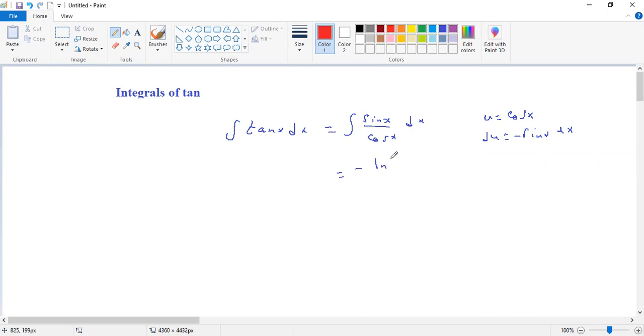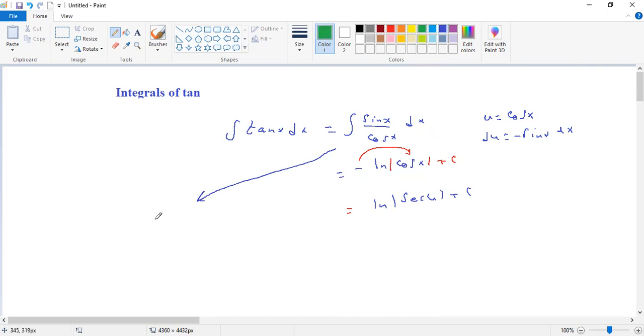Ln of what? Absolute value of cosine plus c. And this negative comes here as a power, cosine to the power -1. So equal to ln absolute value of secant x plus c. Now, if it's still not clear, I can write it in this way.